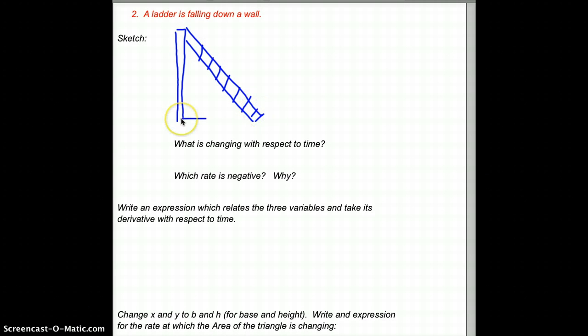And the ladder is what we'd call a constant, because even though the ladder is falling, it won't be changing with respect to time. So I've got a constant right here for my ladder. I've got a length across the bottom, which I'll call x, and it's moving away from the wall. So we would say that we've got a rate of change of x as it moves away from the wall. We've got a rate of change of y as the ladder moves down the wall.